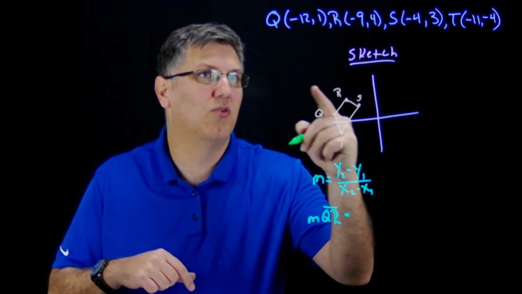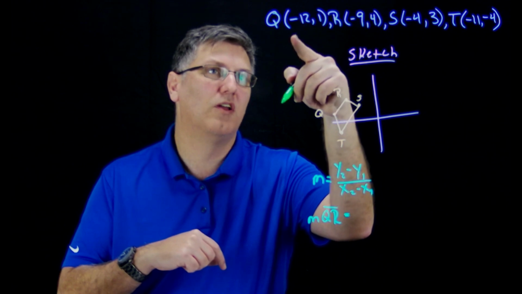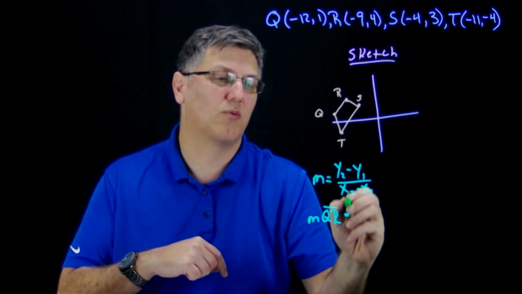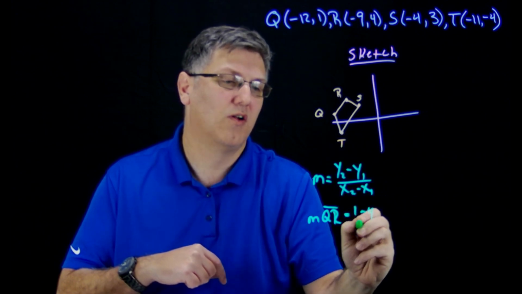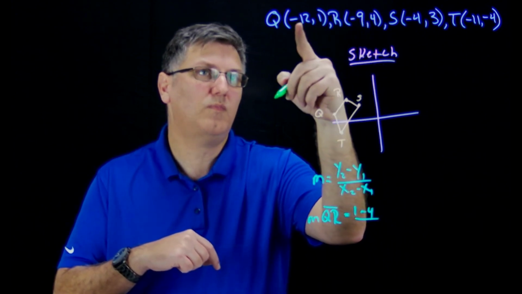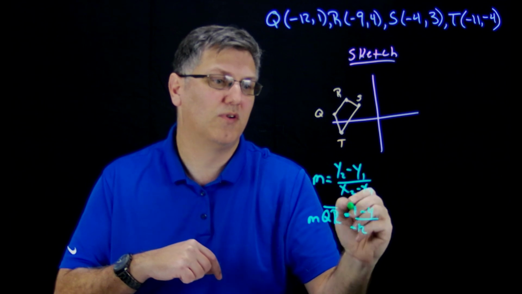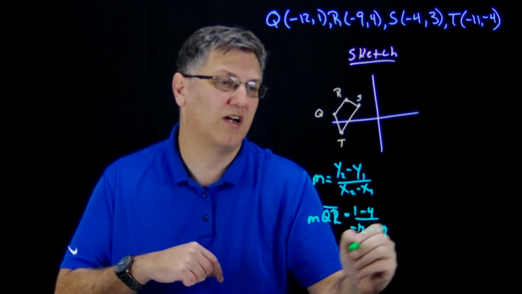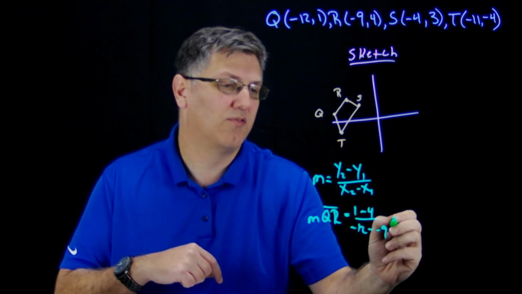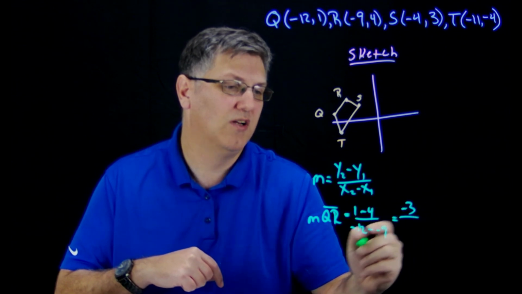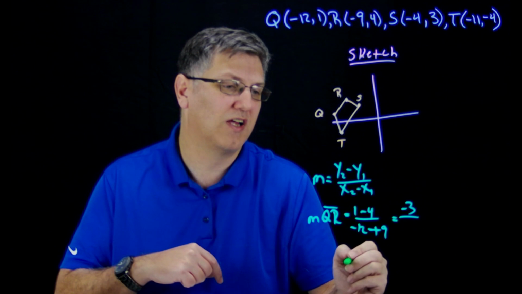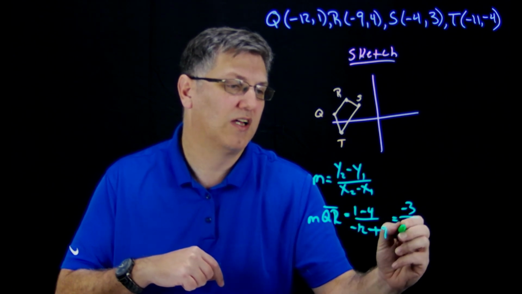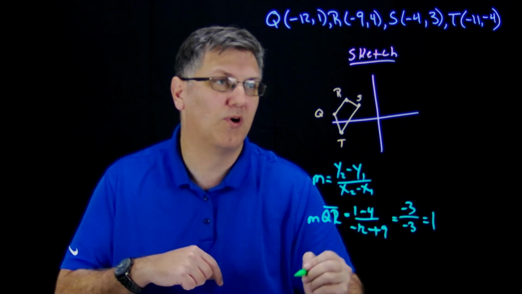So I'm going to come up to QR. So I'm going to look at Q. I need to do y sub 2, so let's use Q as 2. So I'm going to do 1, and then go to R, minus 4, over negative 12 minus a negative 9. Well, that seems simple enough. 1 minus 4 is negative 3. Negative 12 minus a negative 9 really becomes plus 9. So negative 12 plus 9 gives me negative 3, which gives me a slope of 1.